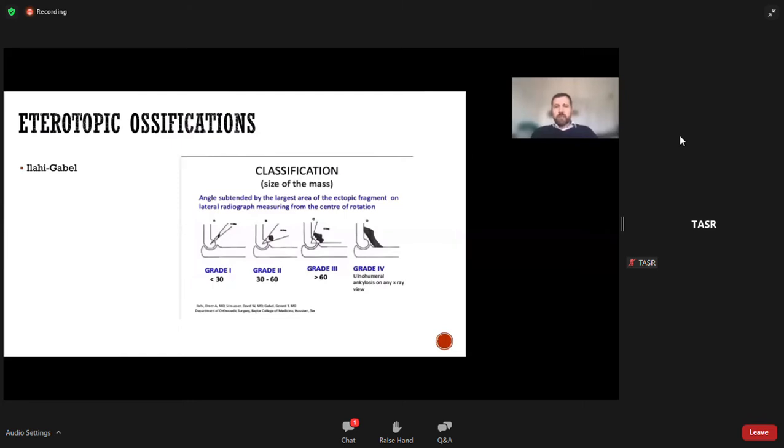Heterotopic ossifications can be a complication. You know that the way to classify the mass can be done in 4 grades based on this very small publication. The number 1 is the ones that are just small clouds in the soft tissues. Number 4 is a bridge and can create an ankylosis. Number 2 and 3 are obstacles to flexion.